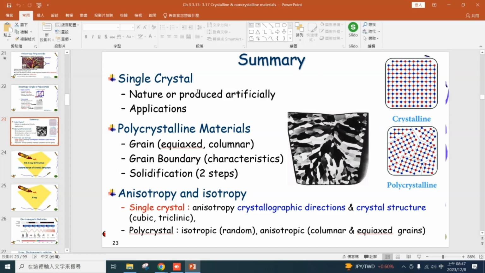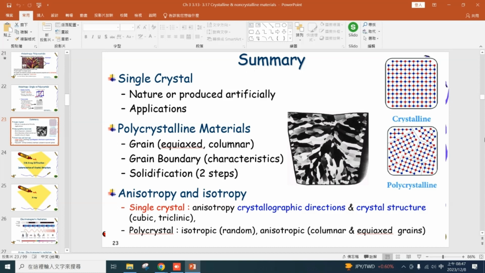I think we learned single crystal, and then single crystal can be made naturally or artificially. And we also know that there are some applications for single crystals. For example, the blade of the turbine, or the diamond for the abrasive application.